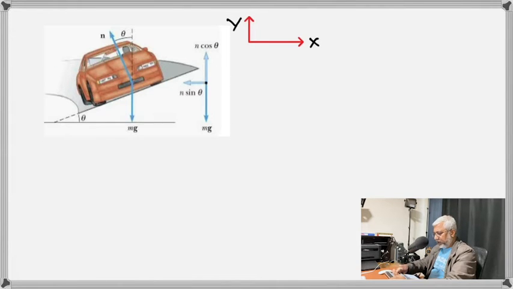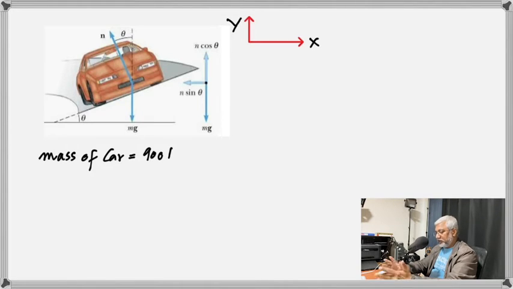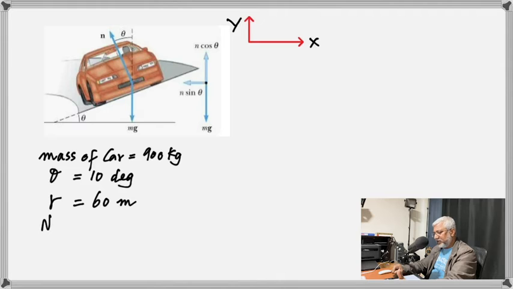Therefore, when you set it up, we have to assume the mass of the car. Let's just take it as 900 kilograms. Although it's going to cancel out at the end, it doesn't really matter. And theta is assumed to be 10 degrees. The radius of the curve is 60 meters. And like I said, we assume that there is no friction.